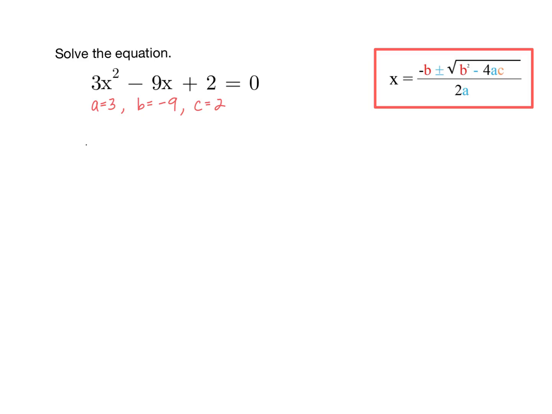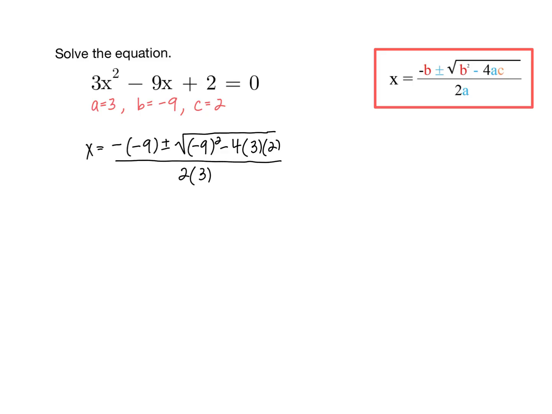So we have x equals negative b, which is negative 9, plus or minus the square root of b squared, so negative 9 squared, minus 4a, which is 3, and c, which is 2, all over 2a, so 2 times 3. Then we continue to simplify.